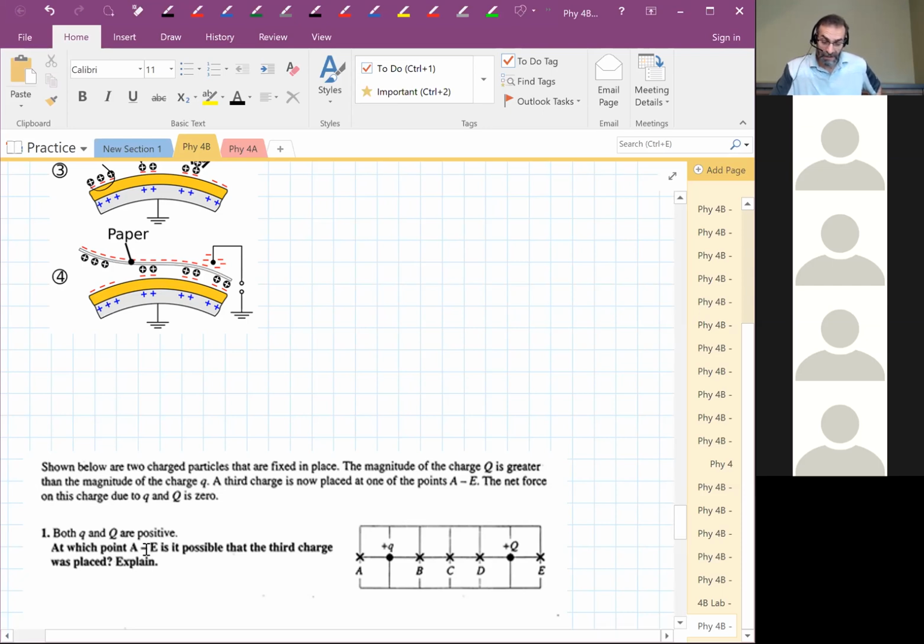Can you charge your car with static? I think so, because your car is pretty well isolated, right? It's on rubber tires. It's pretty well isolated from ground. So I think your car can pick up electric charge.